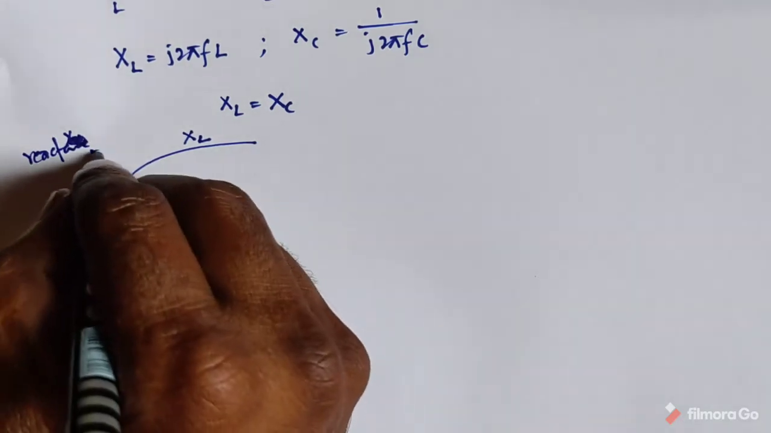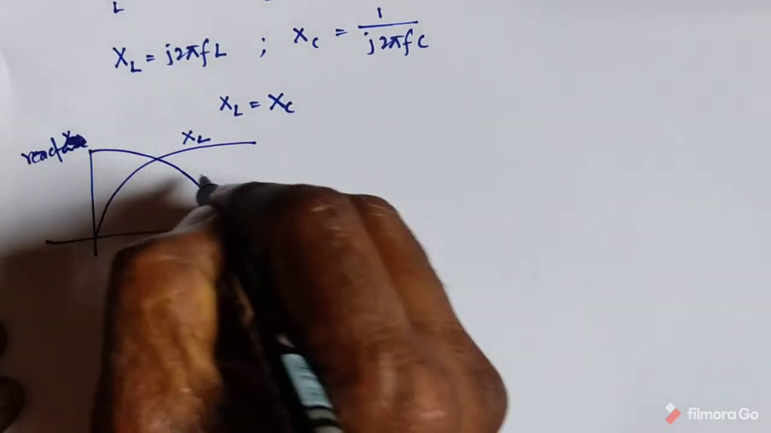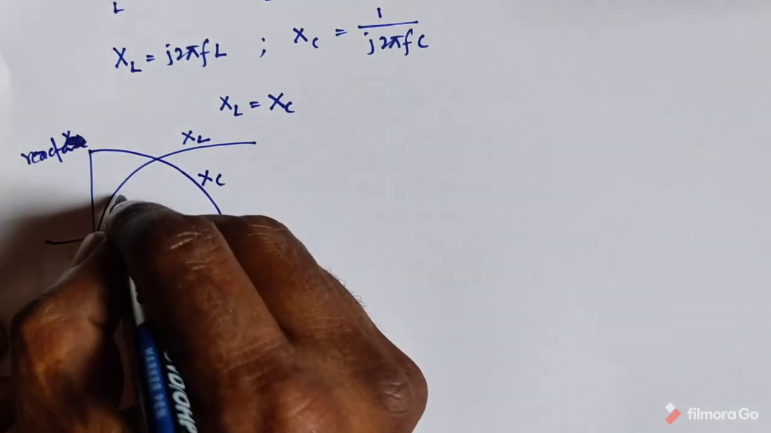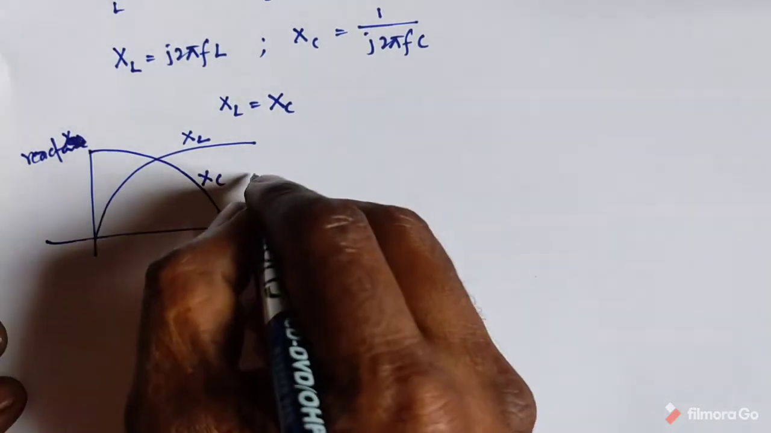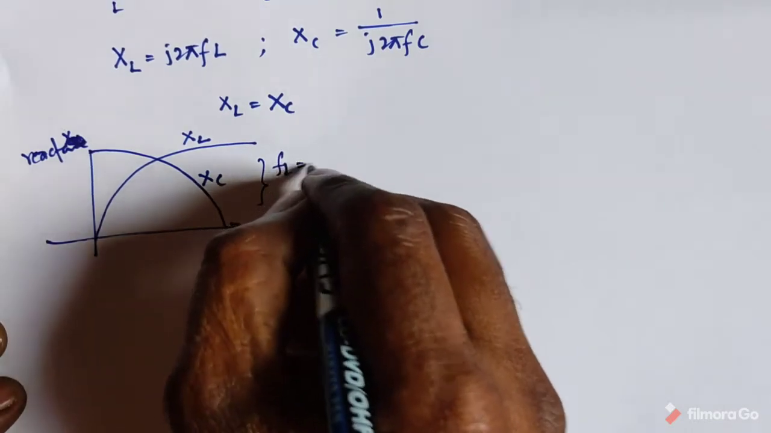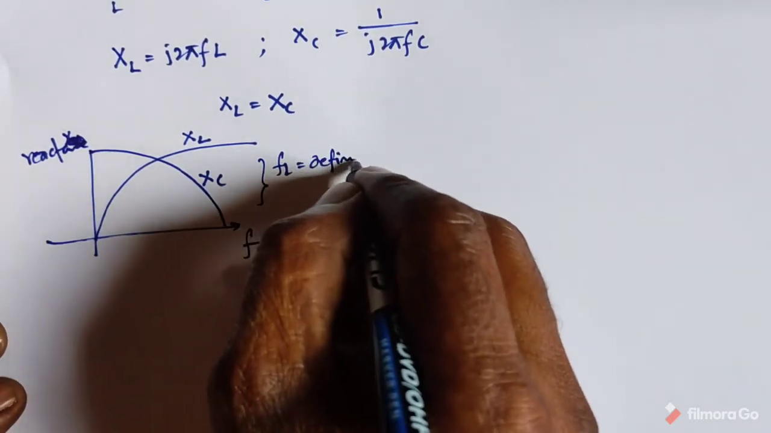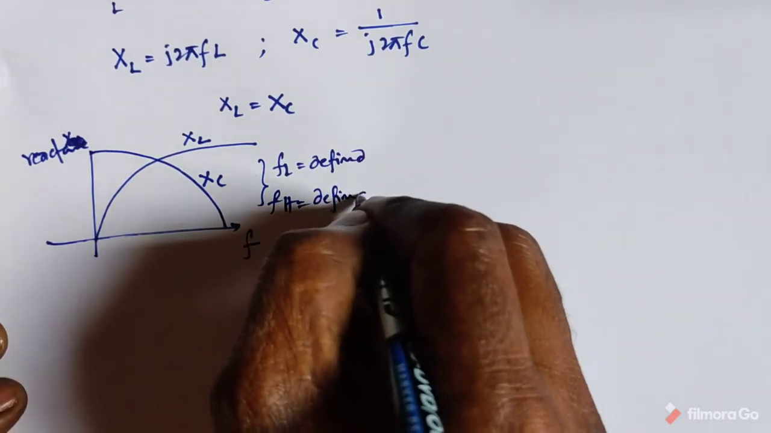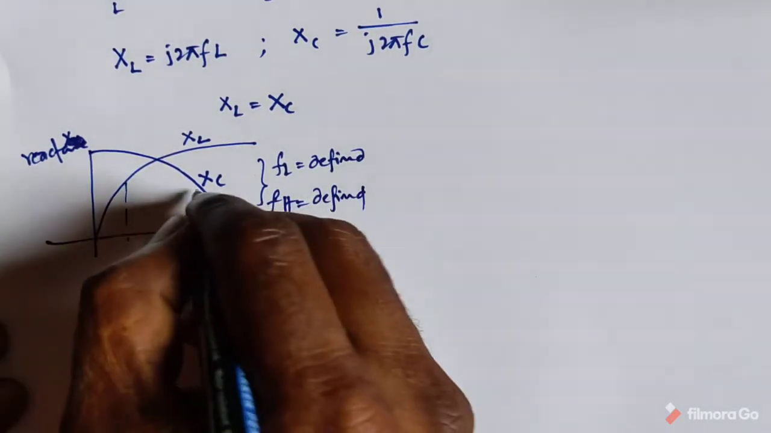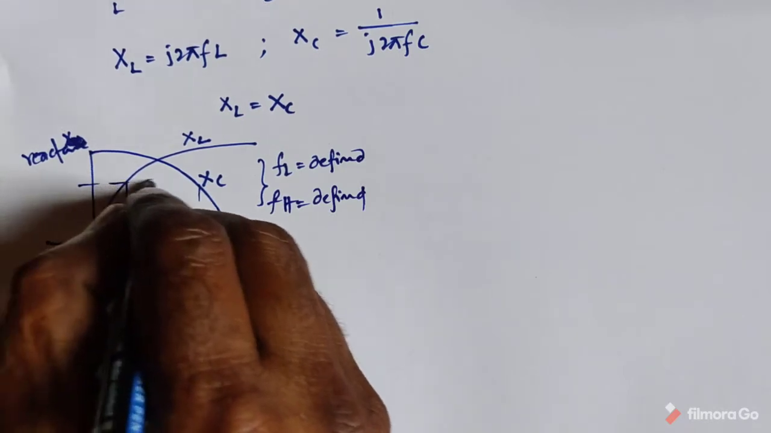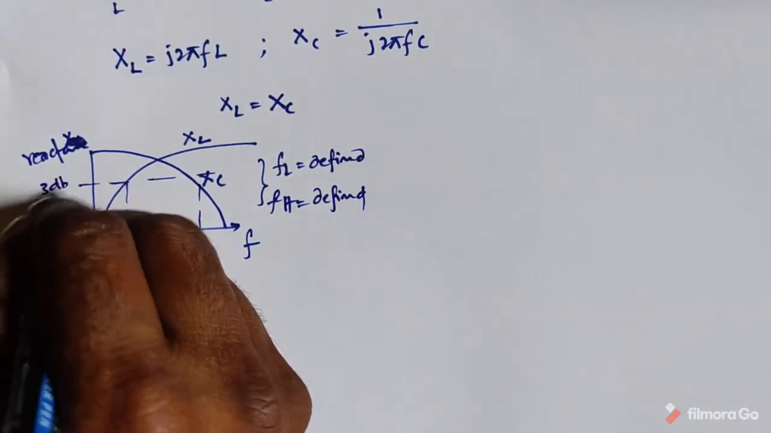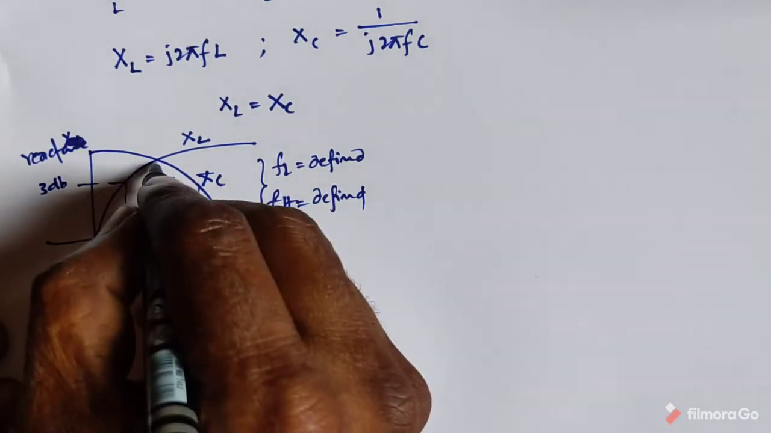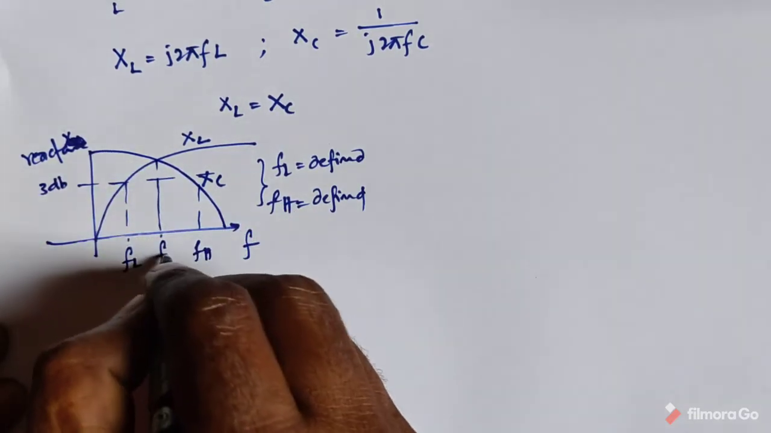And what about XC values? This is the actual XC value. Based on this case, you have a lower cutoff frequency where FL is defined and FH is also defined. Based on this condition, you can calculate at certain 3 dB frequency. Then you can calculate FL and FH. If both values are the same, this is the actual cutoff frequency.